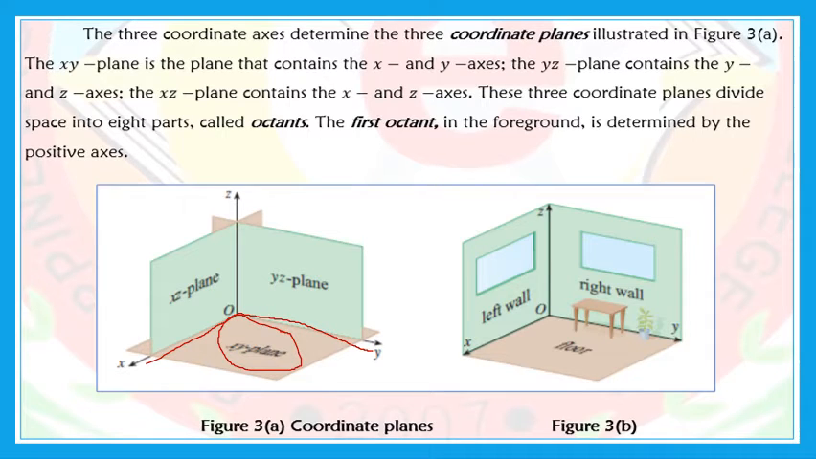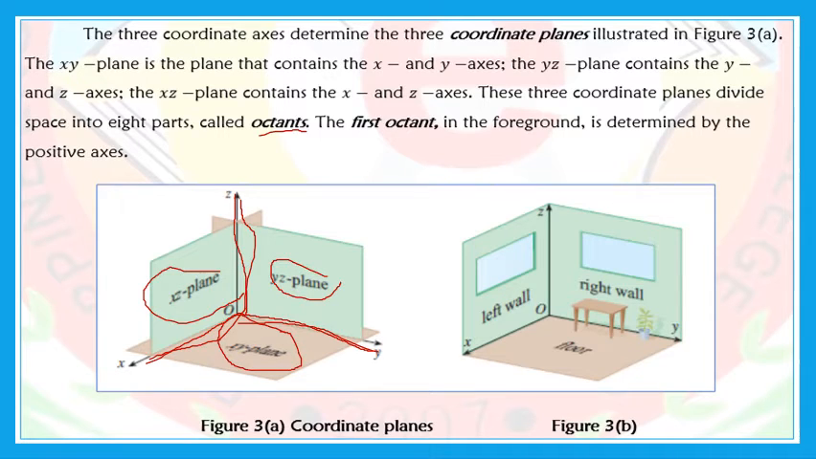Tama, di ba? And then the yz plane naman, class, it contains the y and z axis. And then the xz plane, it contains the x and z axis. These three coordinate planes divide space into 8 parts, which is called the octants. Okay, the first octant in the foreground is determined by the positive axis.